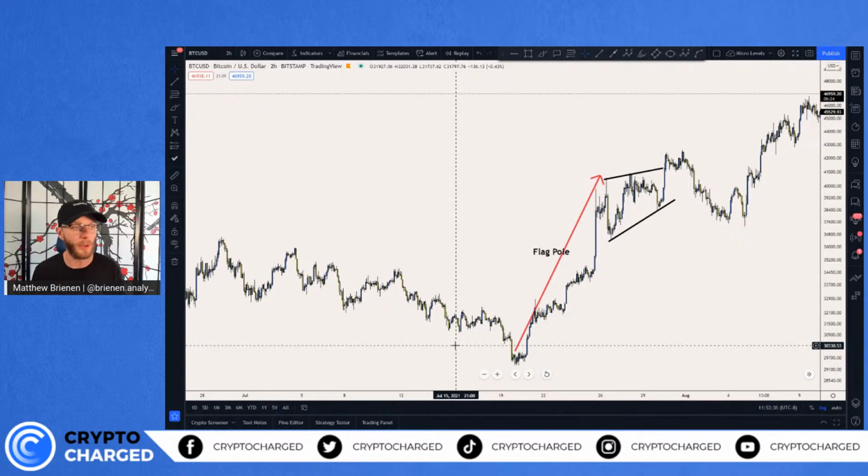Now, some people buy near the bottom. Some people sell almost the exact top. But the reality is almost nobody buys the dead bottom and the dead top. So we want to find a trend that's in motion. We want to join it.